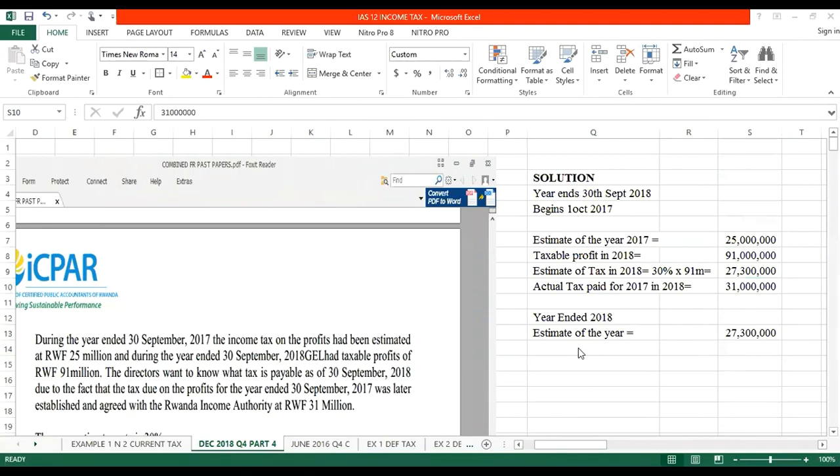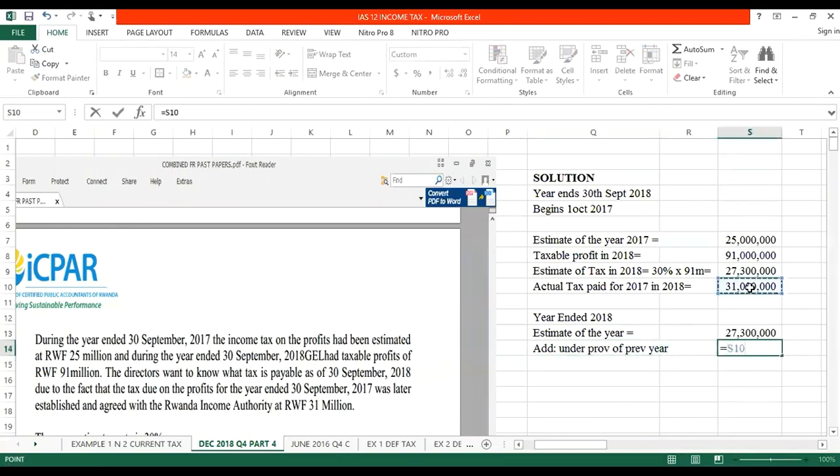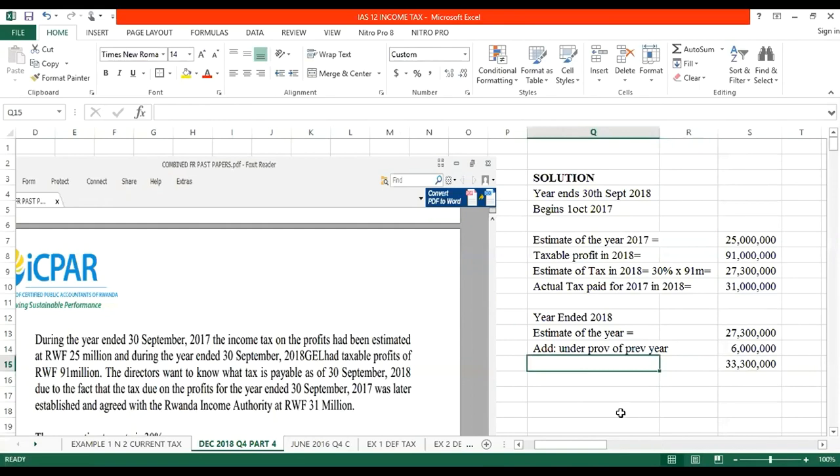So what did we say? If it is under, what do you do? You add under provision of previous year. So what is the under provision of previous year? It is 31 minus 25. So what does it give you? 6 million. So if it is under, you add. You take 27 plus 6. What does it give you? 33. So what do we call this? This will be the income tax for the year.